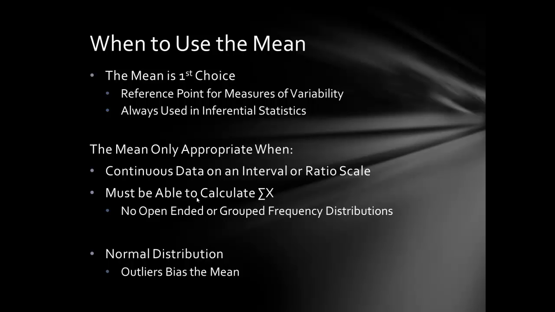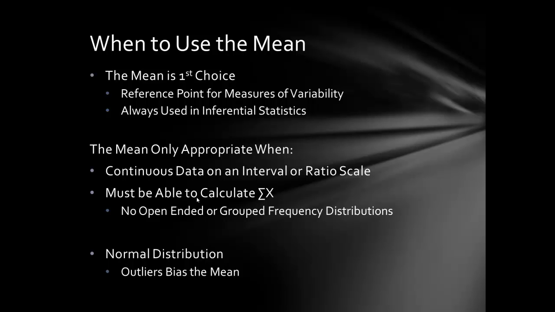Now, you must be able to calculate the sum of x. So if you don't have access to the raw data, even if it's interval or ratio, and you're limited to just a frequency distribution that's either open-ended or grouped, you can't calculate the sum of x and you can't find the mean, because the sum of x is the numerator in the formula for the mean.